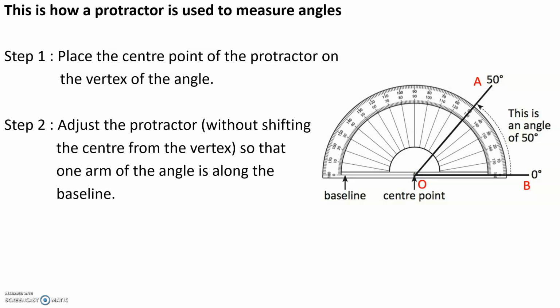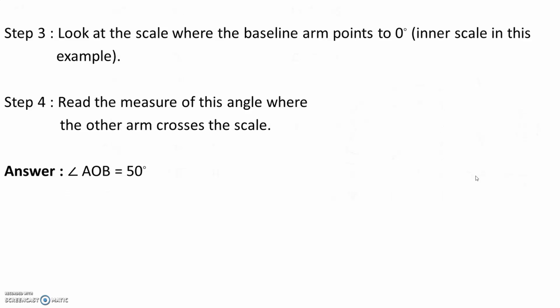Step 2, adjust the protractor without shifting the center from the vertex so that one arm of the angle is along the baseline. We will not shift our vertex from here, but we will keep our center here, and this down part of the angle should be on the baseline.